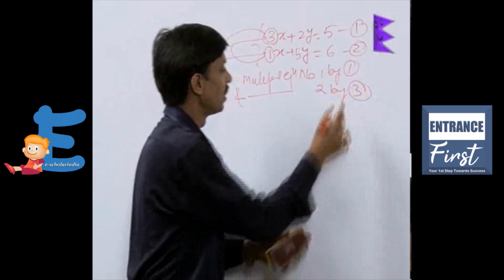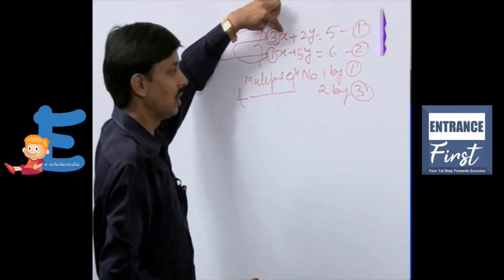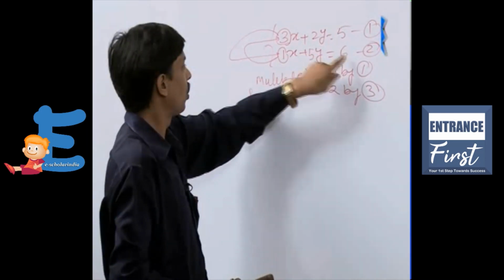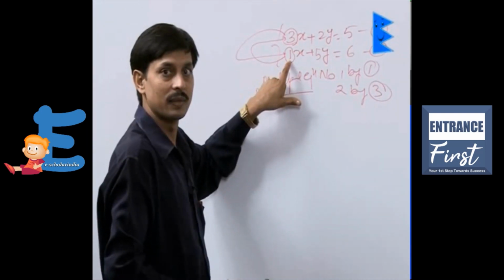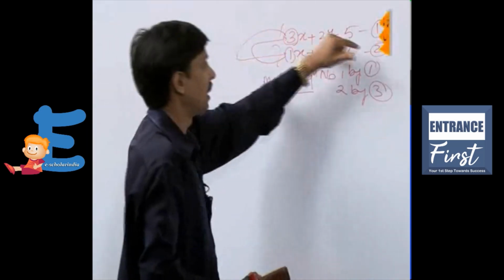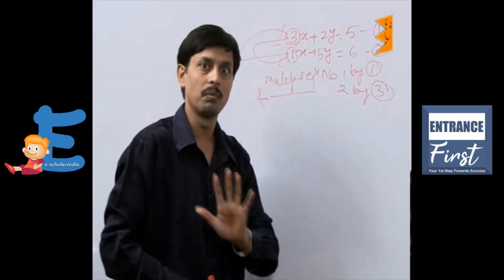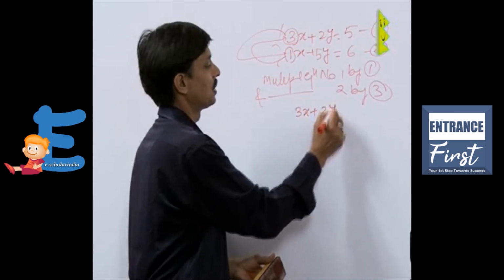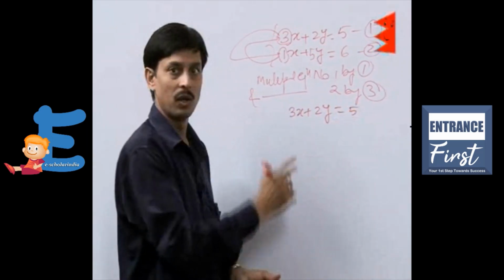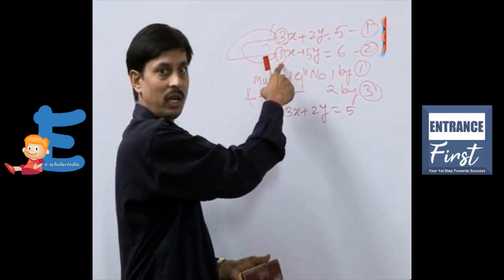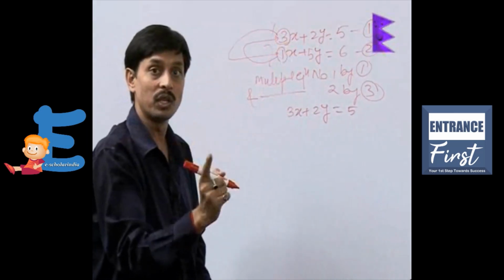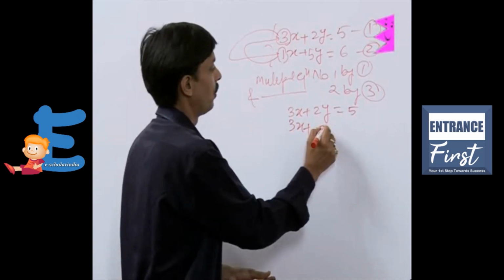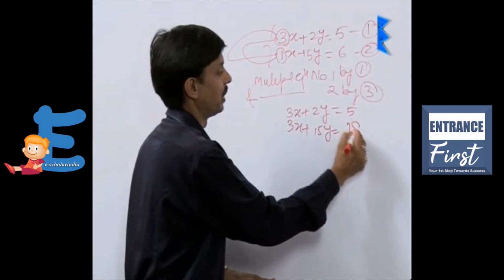The reason is very clear. The coefficient of x in equation number 1 will multiply the entire equation 2, and the coefficient of x in equation number 2 will multiply the entire equation 1. So 1 into 3 is 3x plus 2y is equal to 5. I have multiplied equation number 1 by 1, and now I am multiplying equation number 2 by 3. So it is 3x plus 15y is equal to 18.